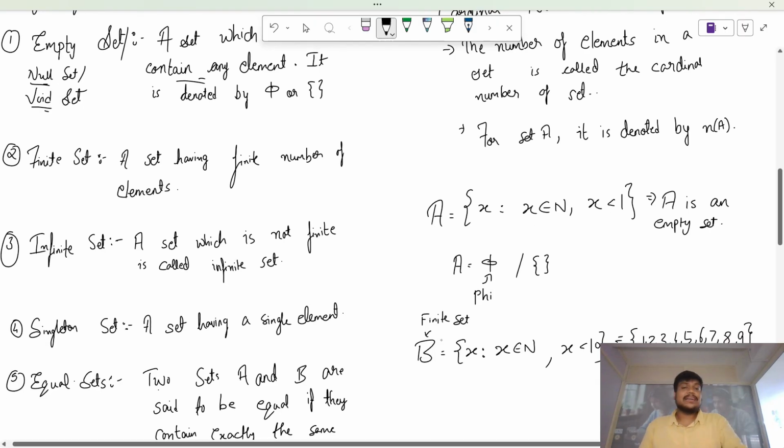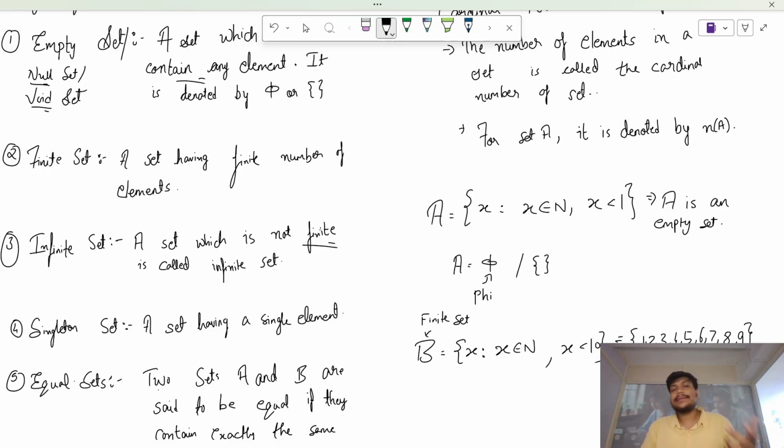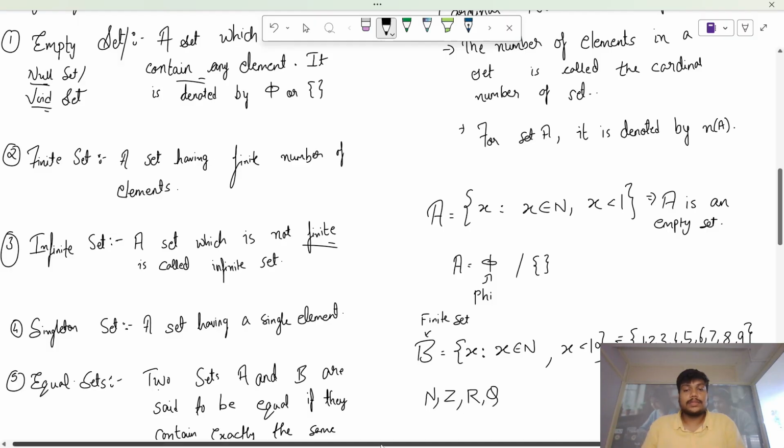Now if there is any set which is not finite, then we can call it an infinite set. What are some examples of infinite sets? Natural numbers, integers, real numbers, rational numbers, all of these are infinite sets. Why? Because the number of elements present in these sets is infinite.